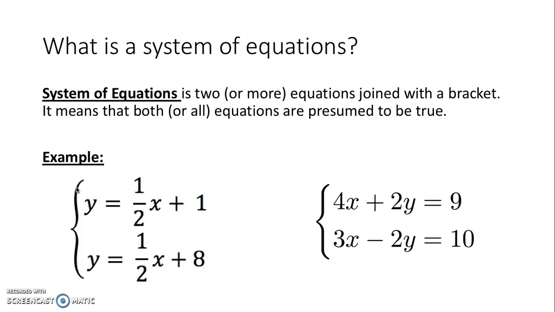Well, a system of equations is two or more equations joined with a bracket. It means that both or all of them, if there's more than two, equations are presumed to be true. Okay, so here's two examples of what systems of equations will look like. Here's the bracket right here, and then we have two equations in that bracket.